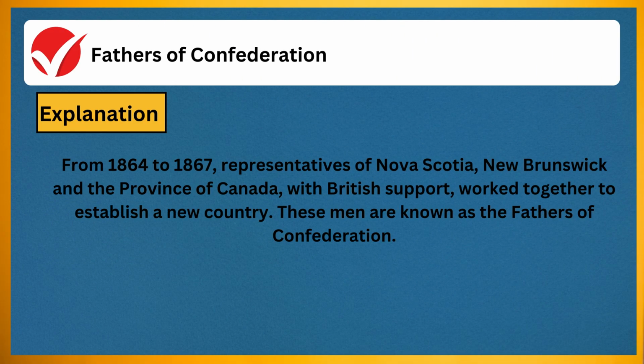The correct answer is Fathers of Confederation. Explanation: from 1864 to 1867, representatives of Nova Scotia, New Brunswick, and the province of Canada, with British support, worked together to establish a new country. These men are known as the Fathers of Confederation.